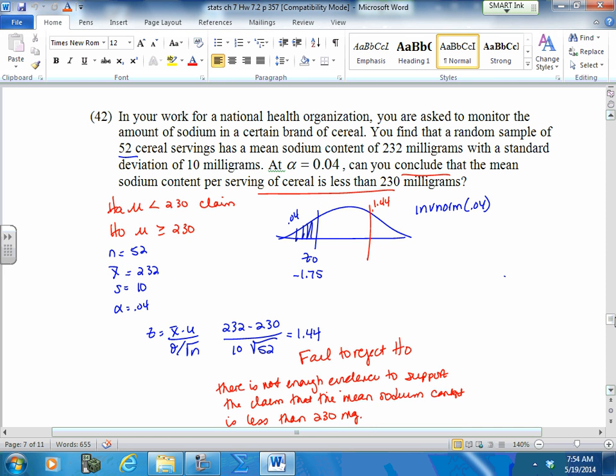Says you work for a national health organization. You are asked to monitor the amount of sodium in a certain brand of cereal. And look, they gave you all your test stuff first. Now, here, they gave you what you're testing. Can you conclude that the mean is less than 230 milligrams of sodium? So that's your claim. Okay, you're testing this claim. That's why you did all your sample information.